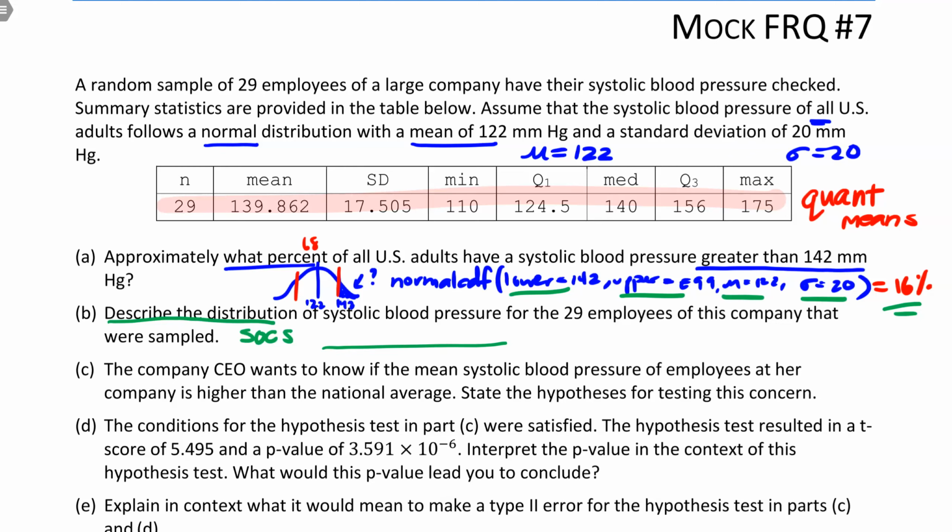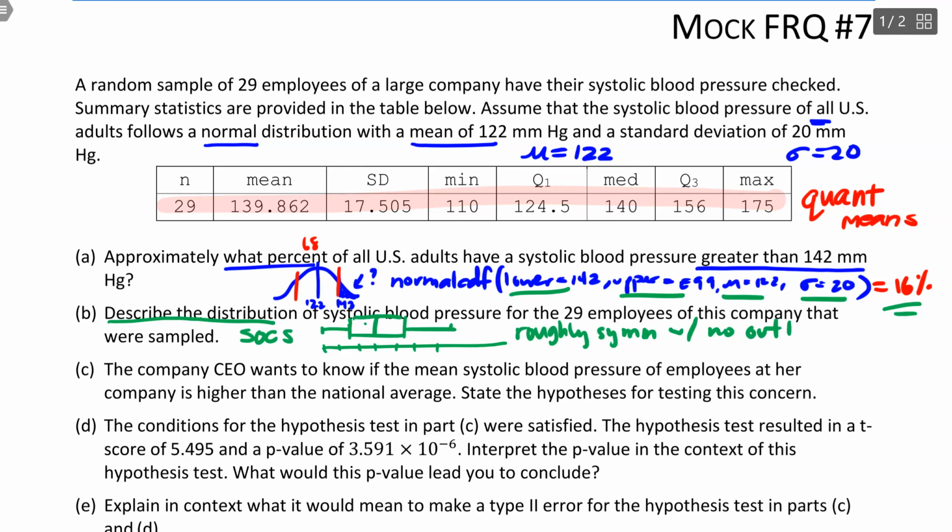A box plot lets us look at the min, and we're going from 110 to 175. So 110, 120, 130, 140, 150, 160, 170. So something like that. So 110 is my min, 124 is my Q1, 140, then 156, and then 175. I should have labeled these. So it looks like that. We can't see anything about modes. We could say this looks roughly symmetric with no outliers.